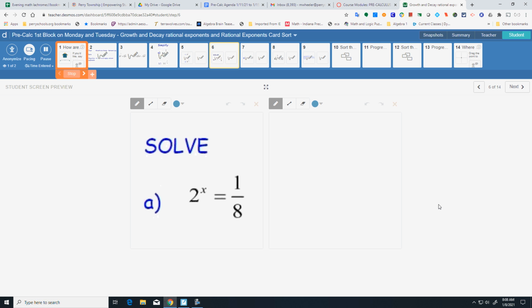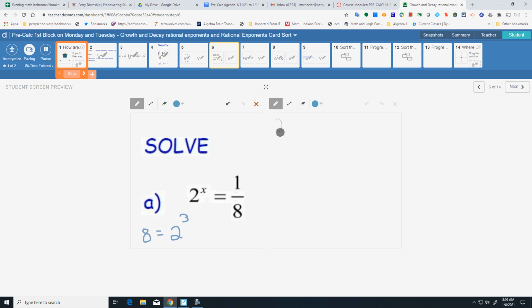All right, on this one, we're going to solve. And you might want to write this down in your notes. When solving, you want to get the same base. So we know, or you should know, that 8 is 2 to the 3rd. You might want to write all your 2's with exponents, maybe even some of your 3's with exponents, and have it like a little cheat sheet in front of you, because it's going to make life a little bit easier if you don't know those off the top of your head.